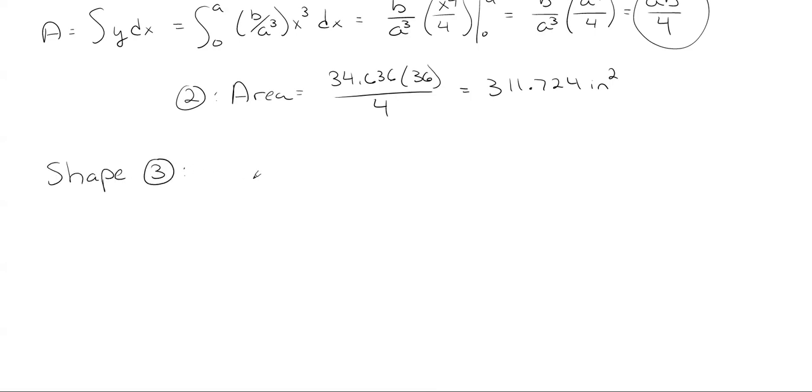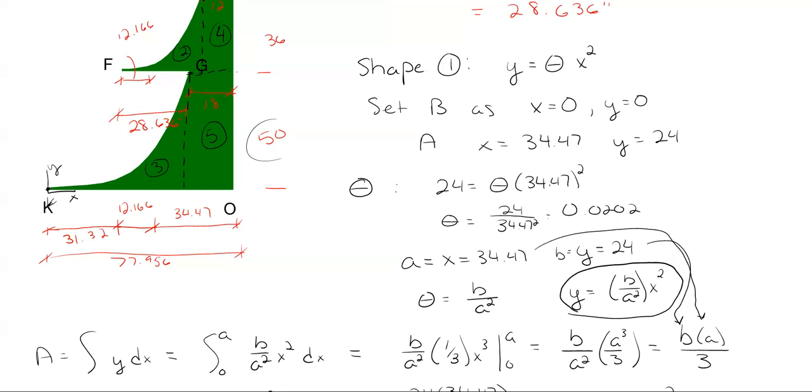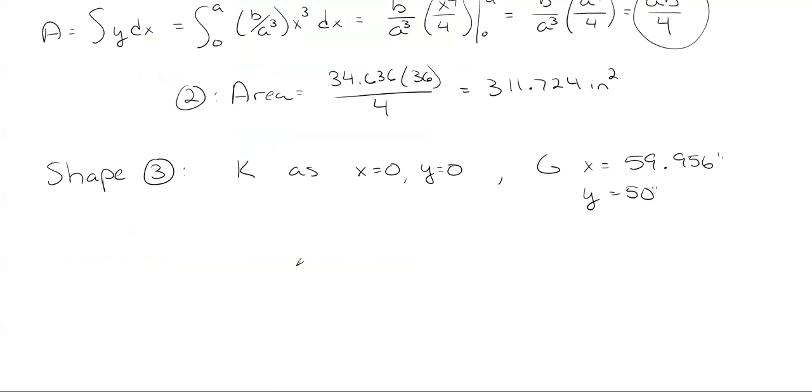So shape number 3. Once again, I am going to set point K as x equals 0, y equals 0, just to isolate this curve and this area out. So that means that for point G, my x would be that horizontal dimension of 59.956 inches, and y would be 50 inches. And this 59.956 just comes from adding these together to get over to here. Alrighty, well, we are told once again that we have a simple y equation of y equals delta x to the power of 4 for that curve.